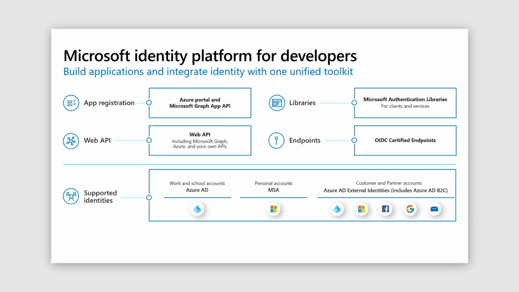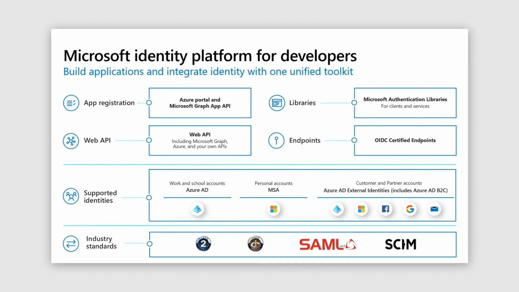This gives you the ability to authenticate any identity, from Azure AD accounts to Microsoft personal accounts to external identities. External identities could include users from another organization, social accounts such as Facebook or Google, or even just signing up with an email. And our platform is built on open industry standards. The Microsoft Identity Platform makes it easy to integrate identity into your application.